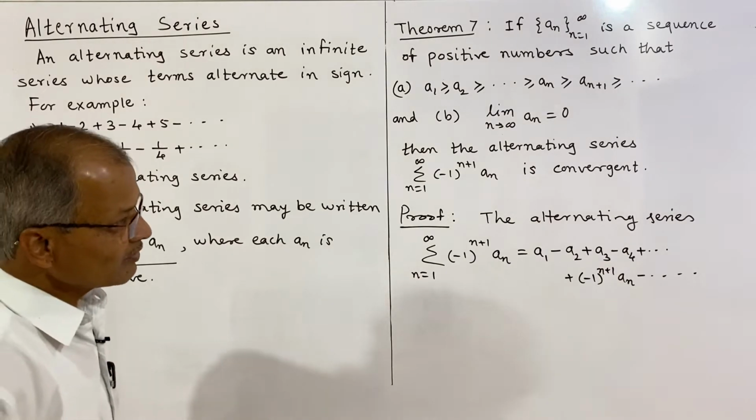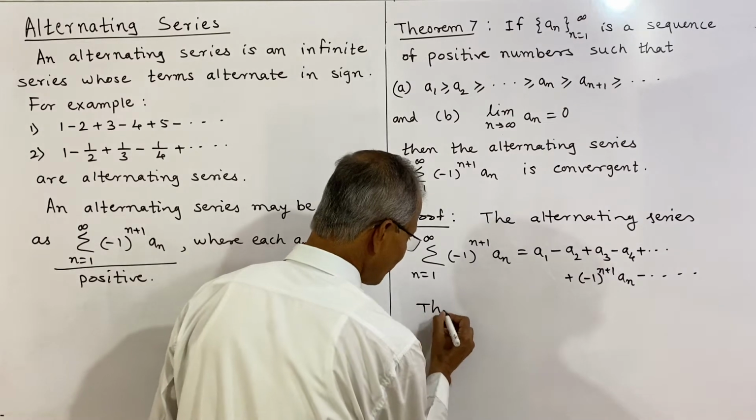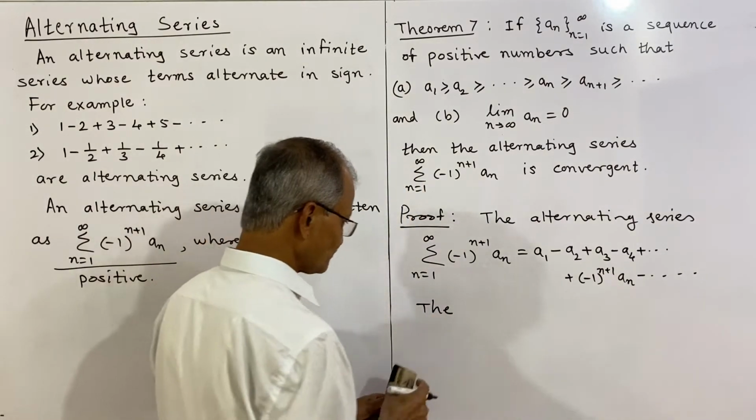Now when will this series be convergent? This series is convergent if the sequence of its partial sums is convergent.